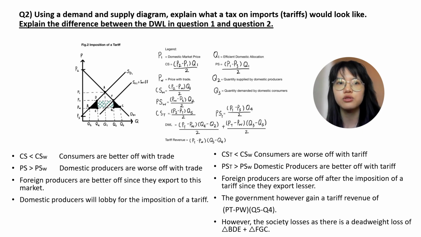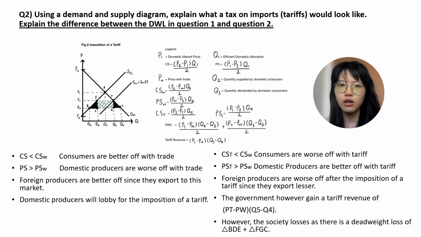Now let's introduce a tariff, which is denoted as PT. Under the tariff, the domestic market price PST rises, leading to a decrease in quantity demanded by domestic consumers at Q3 and an increase in quantity supplied by domestic producers, which is at Q2. Consumer surplus with the tariff, CST, is smaller than the CS with free trade, indicating that consumers are worse off. Producer surplus with tariff, PST, is larger than the PS with free trade, benefiting domestic producers.